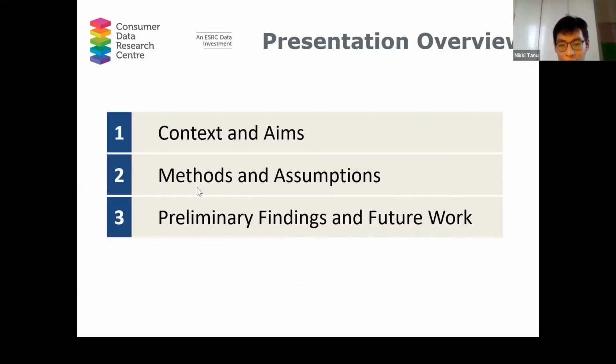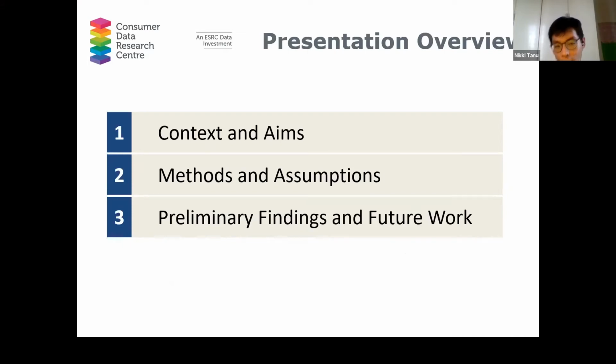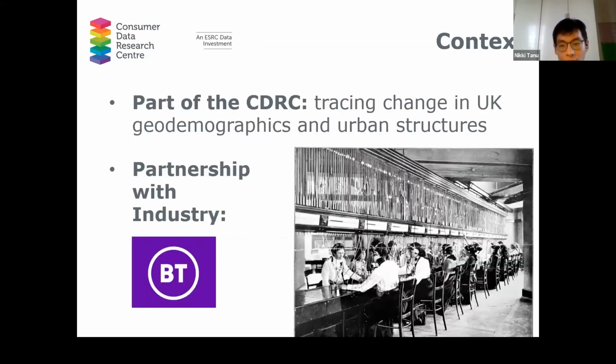Okay, so just a bit of context before the context. I'm a first year PhD student at UCL, and I work with two other people, Maurizio and Paul, on this project. And yeah, so to begin, I'll start with the context and aims.